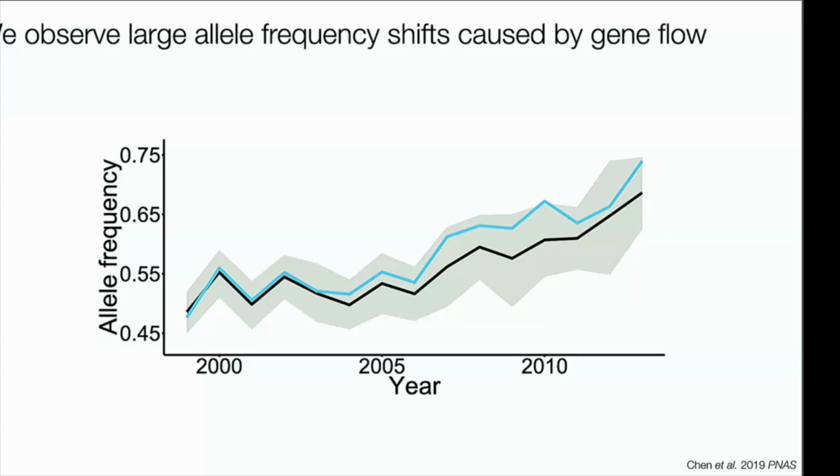So we know that gene flow, incoming immigrants, is really important in contributing to genetic variation and can drive shifts in allele frequency. What about the consequences for fitness and population dynamics?